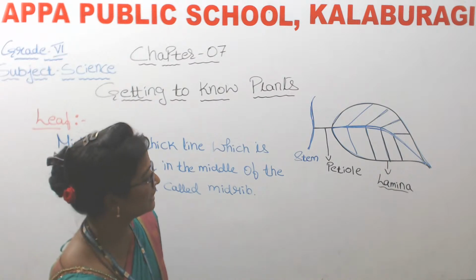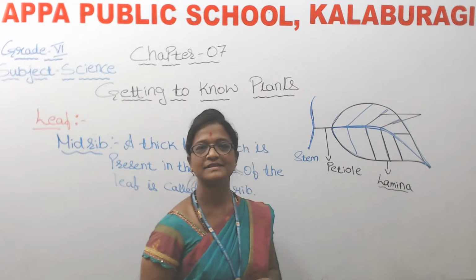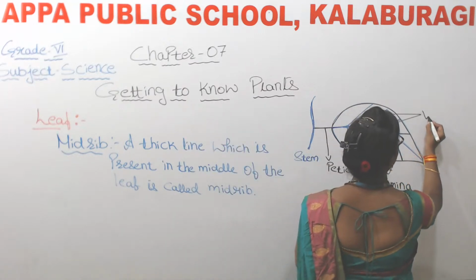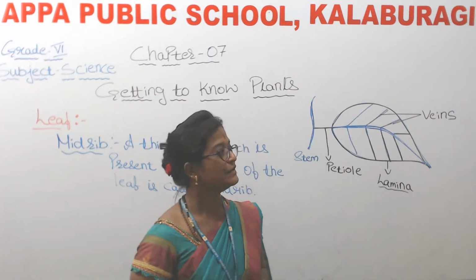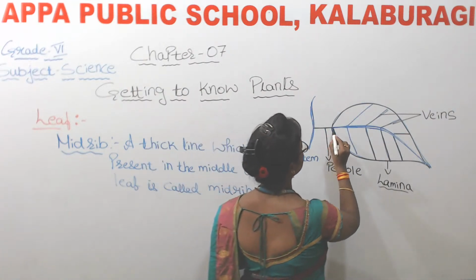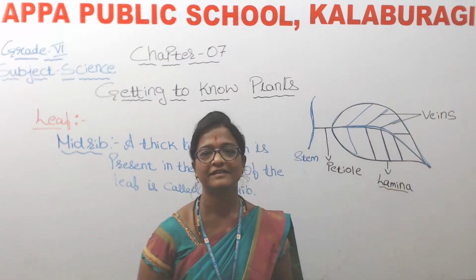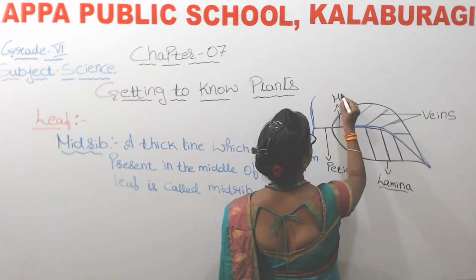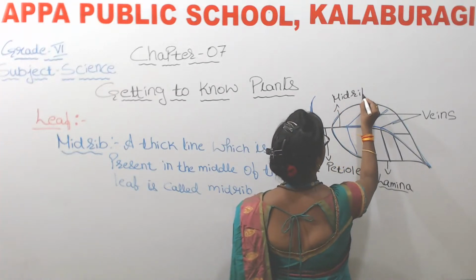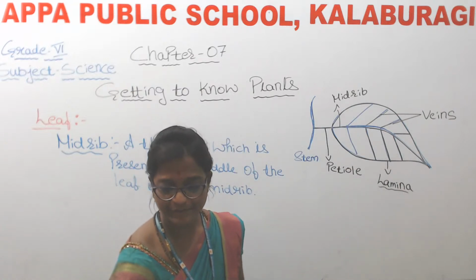Okay, so now let me write here, children. So what do we call these lines? Yes, they are veins, isn't it? So now what do we call the thick vein which is present in the middle of the leaf? Yes, midrib.